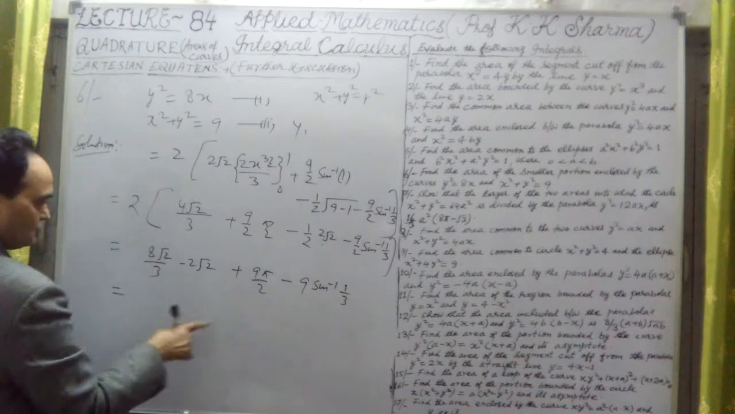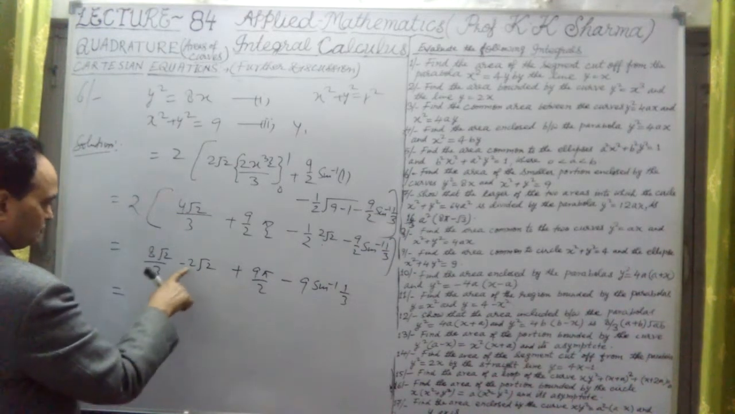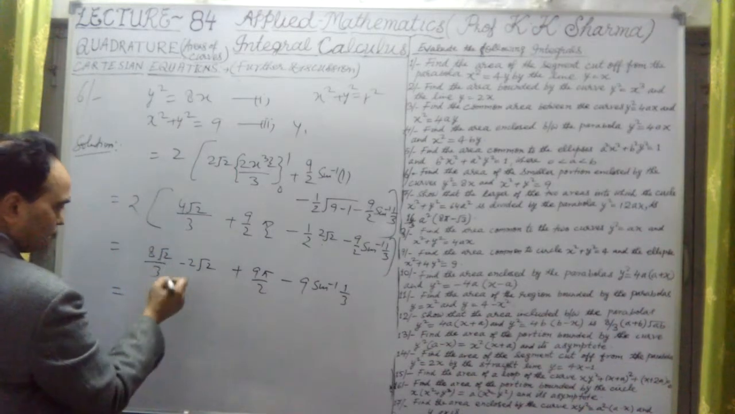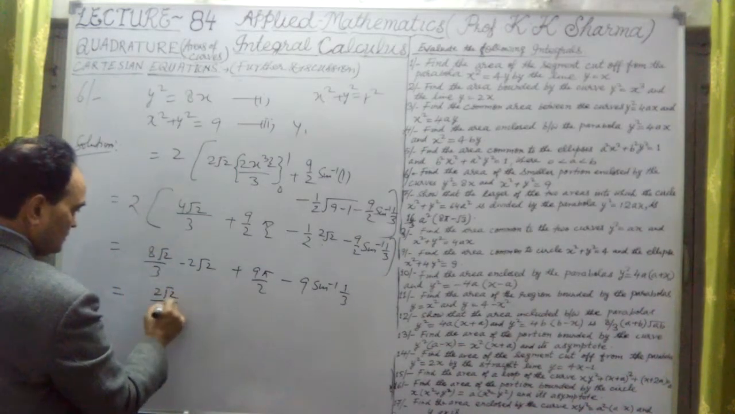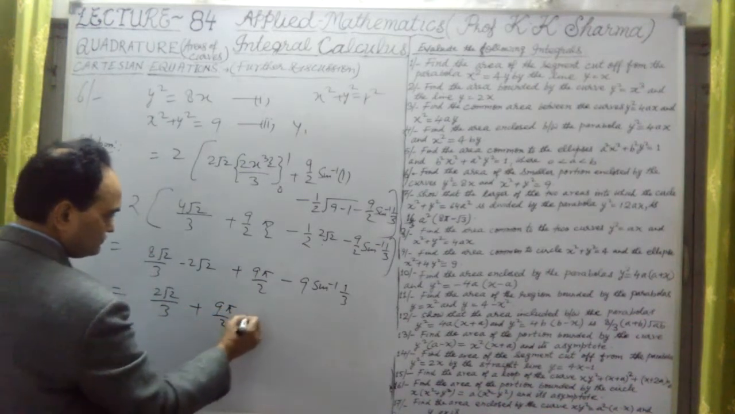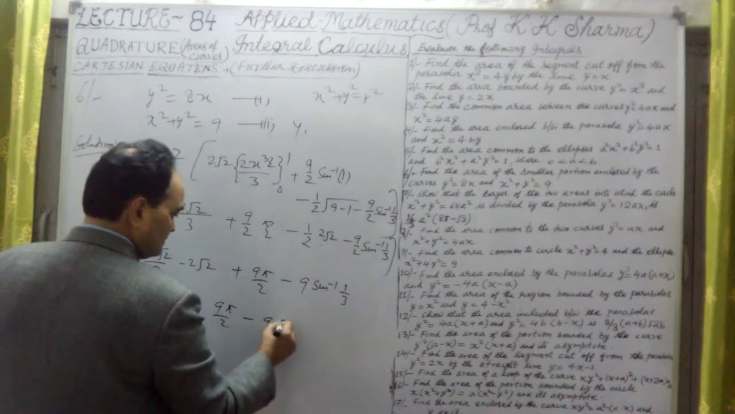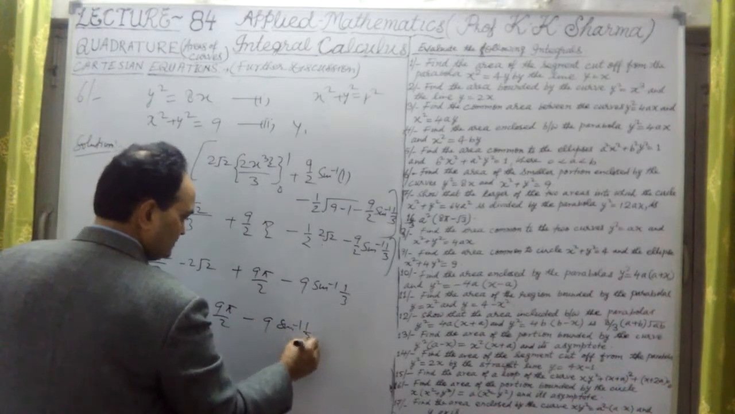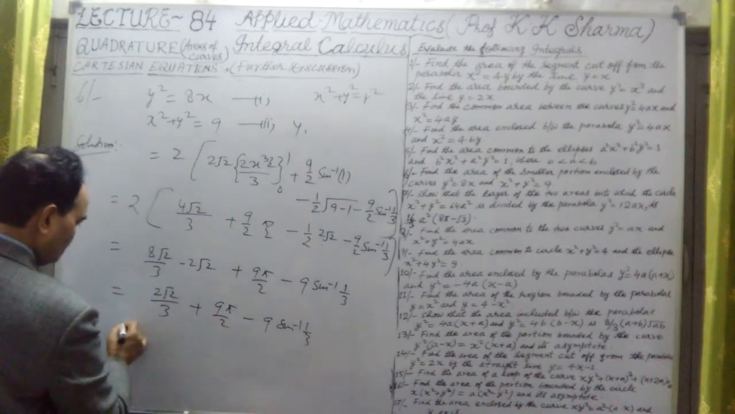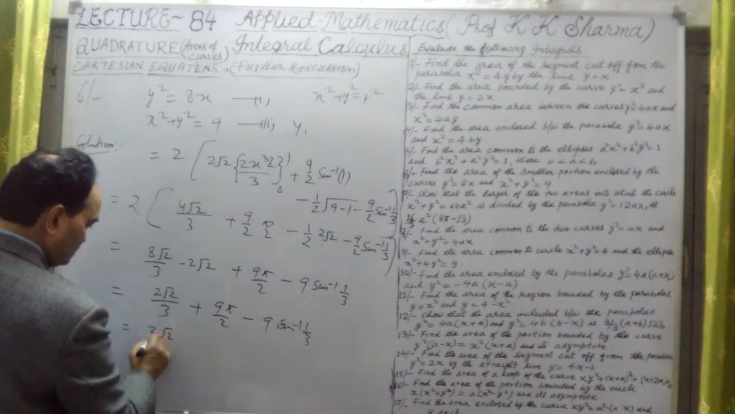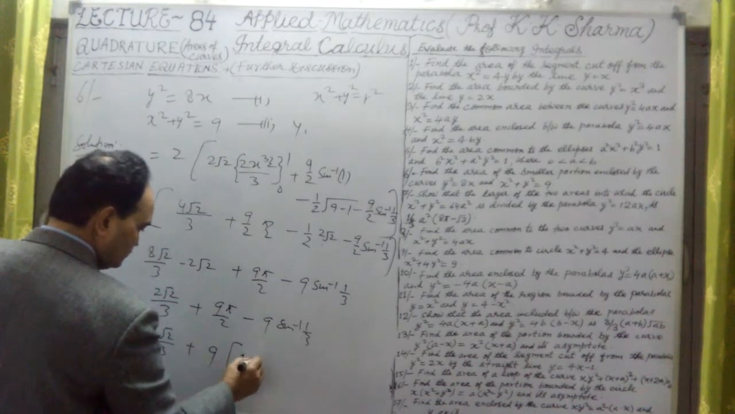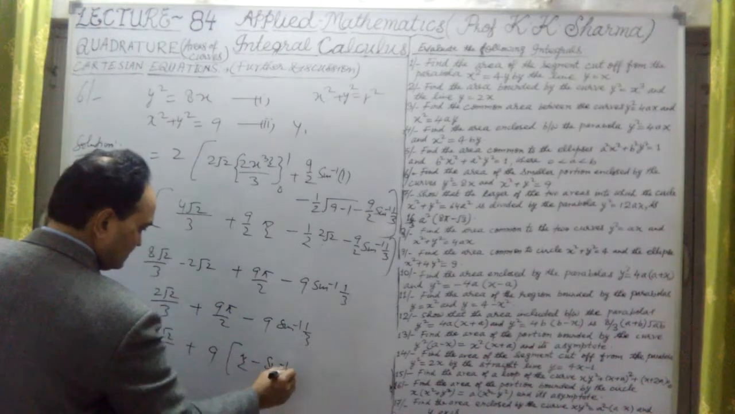Okay, so further solving it. Of these two, 3 to just 6. So 6√2 minus 6√2 means 2√2 upon 3, positive value, plus 9π by 2 minus 9 sine inverse 1/3. From these two, we can take 9 common. It can be 2√2 upon 3 plus, if I take 9 common, it is π by 2 minus sine inverse 1/3.